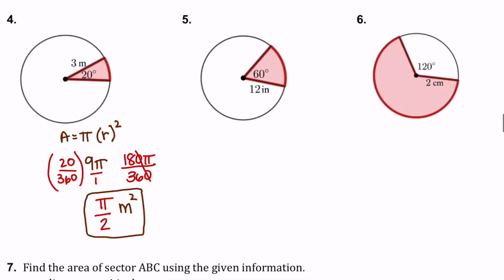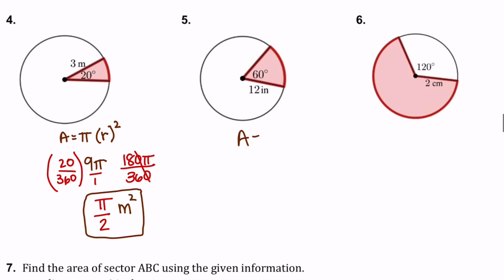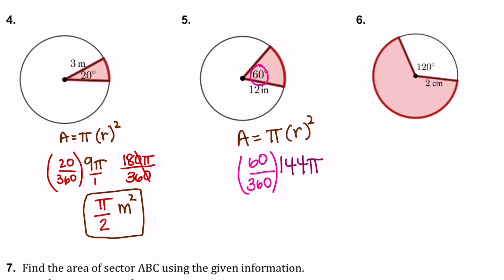Looking at number 5, we want to find the area of the whole circle, which is pi times our radius squared. Our radius is 12, so if I put 12 in for my radius, 12 squared is 144. So the area of the whole circle is going to be 144 pi. But we don't have the area of the whole circle, we just have a fraction of the circle. We have 60 degrees out of 360 degrees.